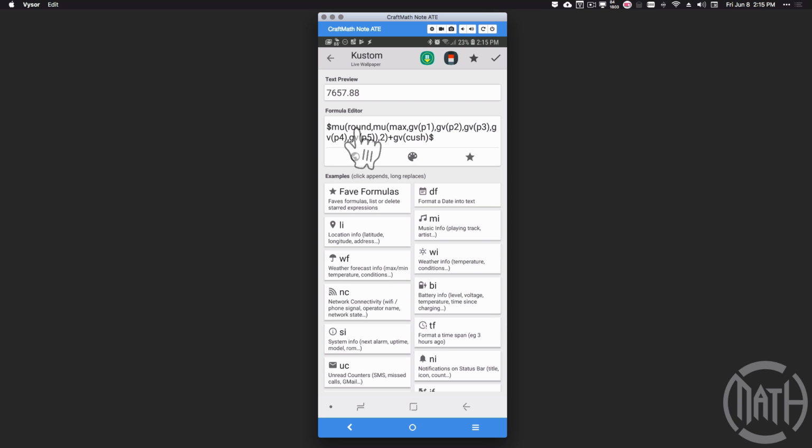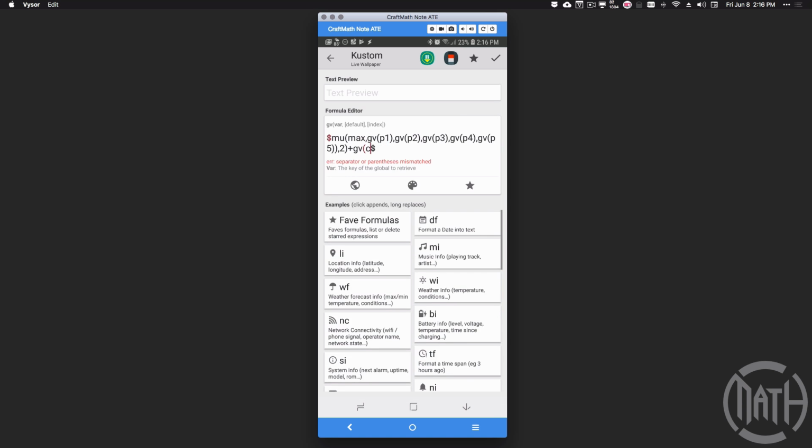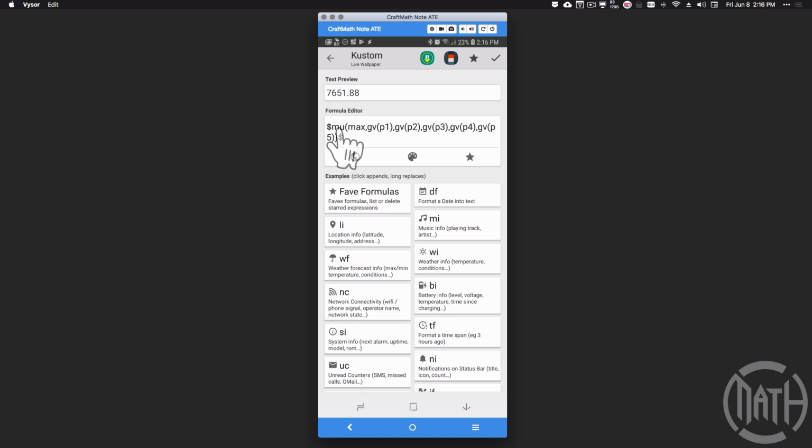Now I'm rounding again in this function because I did find sometimes, even though my P1, P2, P3, P4, and P5 globals are already rounded, that this was still returning 4 decimal places, so I'm going to round the maximum. Now let me take away some of these pieces. So right now, MU, that stands for math utilities, max, and then I have a list of numbers. In this case, these are text globals for price 1, price 2, all the way up to price 5. They're separated by commas, and math utilities will return the maximum of these 5 numbers. So right now we have $7,651.88. Out of the 5 prices getting sent over from Tasker, this is the maximum price.